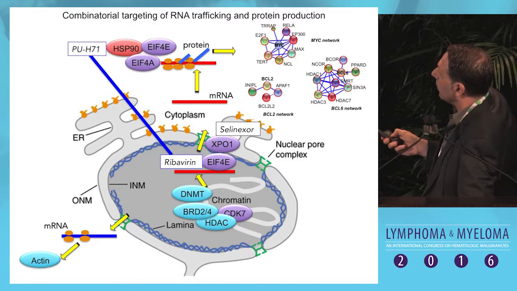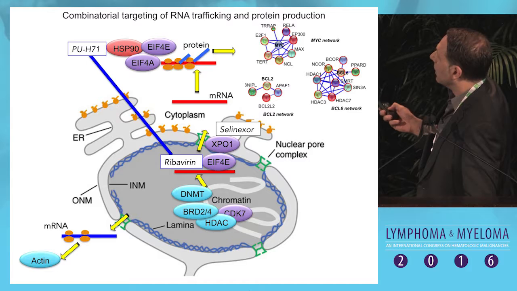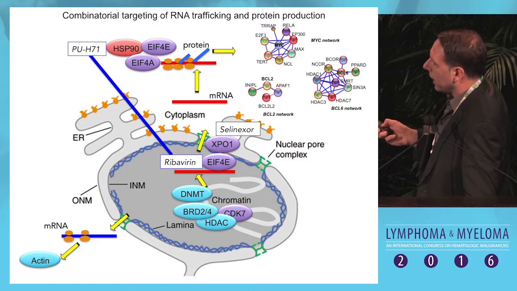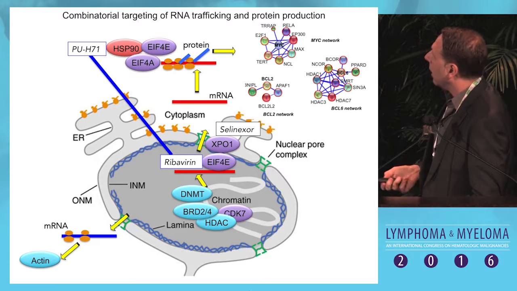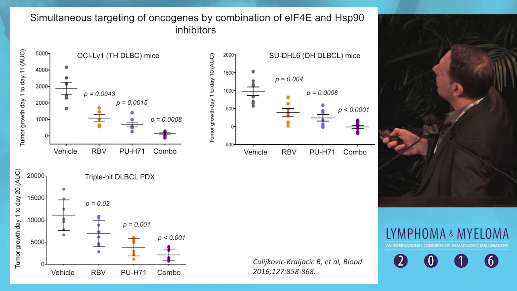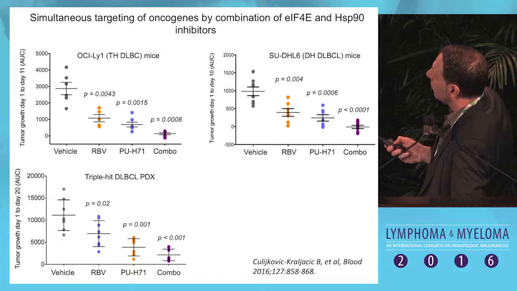So this is the mechanism that we are targeting here, and we said, well, because HSP90 supports the translation of these particular RNAs, maybe we can decrease the expression of these networks even further by combining an HSP90 inhibitor with ribavirin, an EIF4E inhibitor. So we went back to the animal models and did this combination. And you can see here we used a triple hit, a double hit, and the PDX from before as models for in vivo administration.